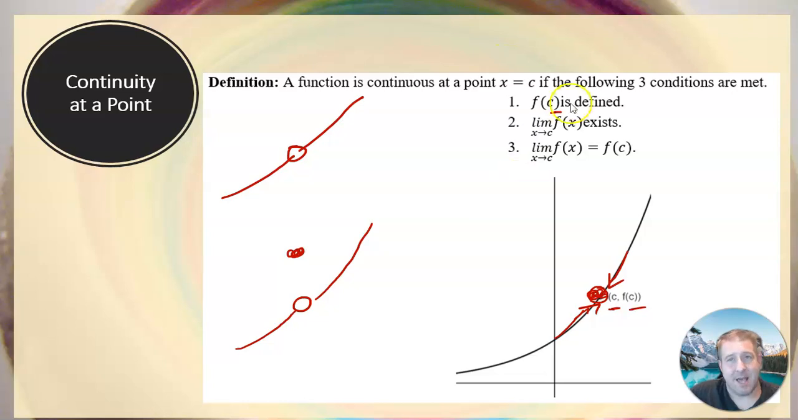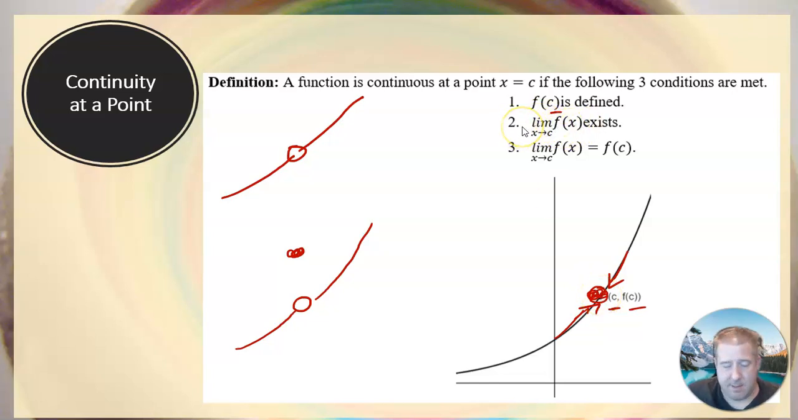Our 3-point continuity test. There are 3 things that must occur for a function to be continuous at a given point, and it really just makes sense. If x equals c, some given number, it could be anything, then this point is at (c, f of c), just meaning an x and a y. Well, it says that f of c has to be defined. That means it must exist. In other words, it can't be a hole. There has to be an answer for f of c. That's all it's saying.